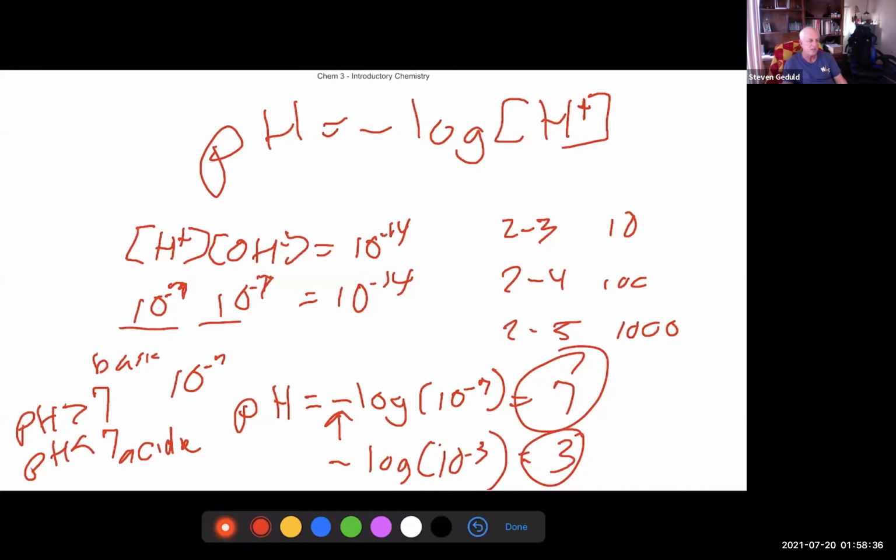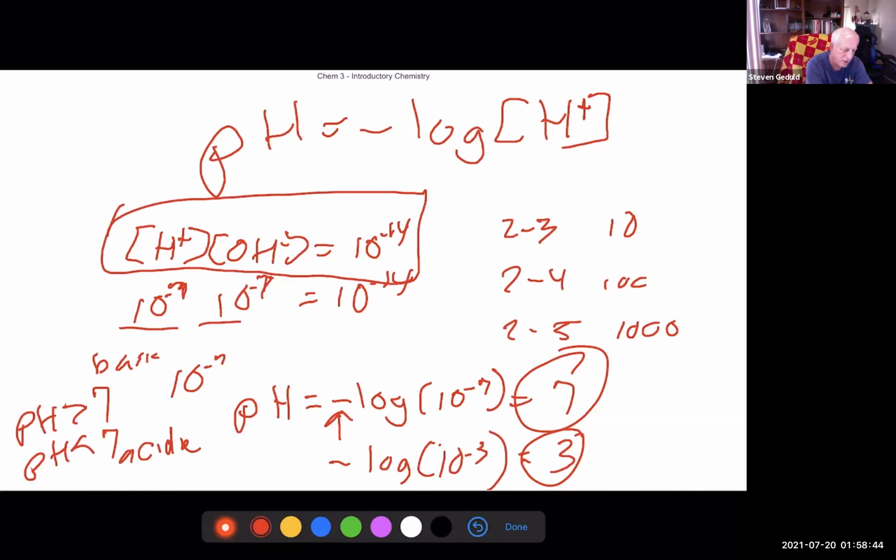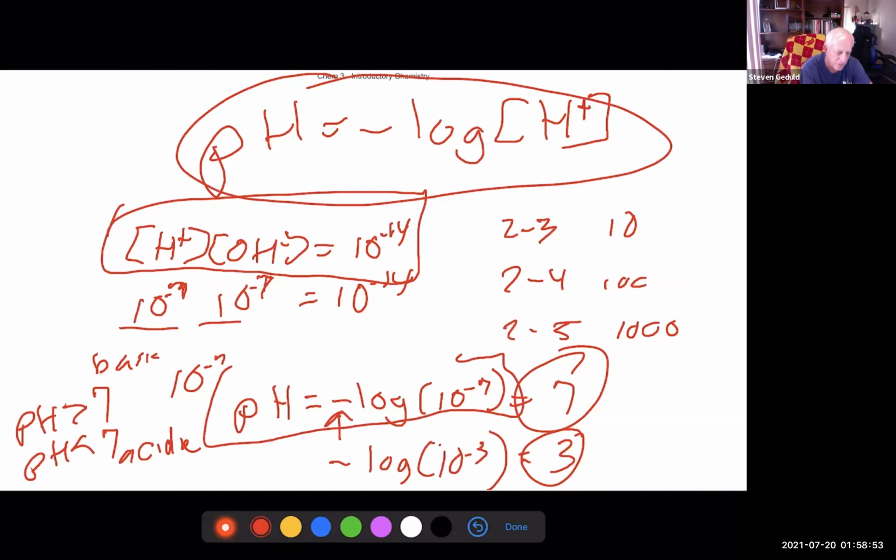Okay, is that making sense? So we'll do some of the pH values. The two equations we had: H plus times OH minus is 10 to the minus 14, and pH is minus the log of H plus concentration. That's one right here.